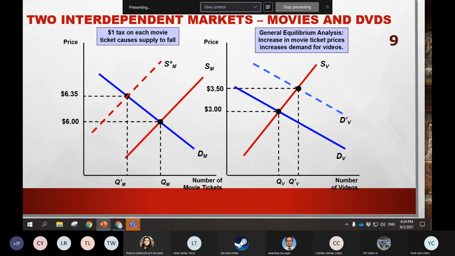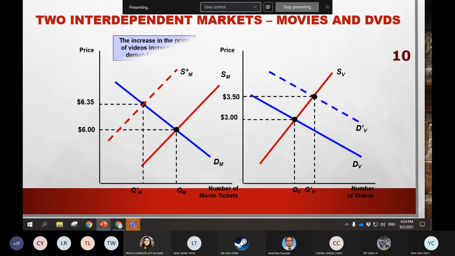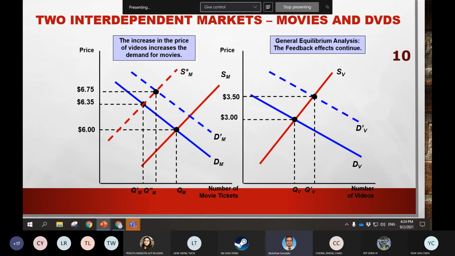So now we continue the analysis. What happened after that? Since now the price of DVDs or videos increased from 3 to 3.5, right? The demand for movies will shift again upward from DM to D'M, since the price of renting a DVD becomes more expensive.